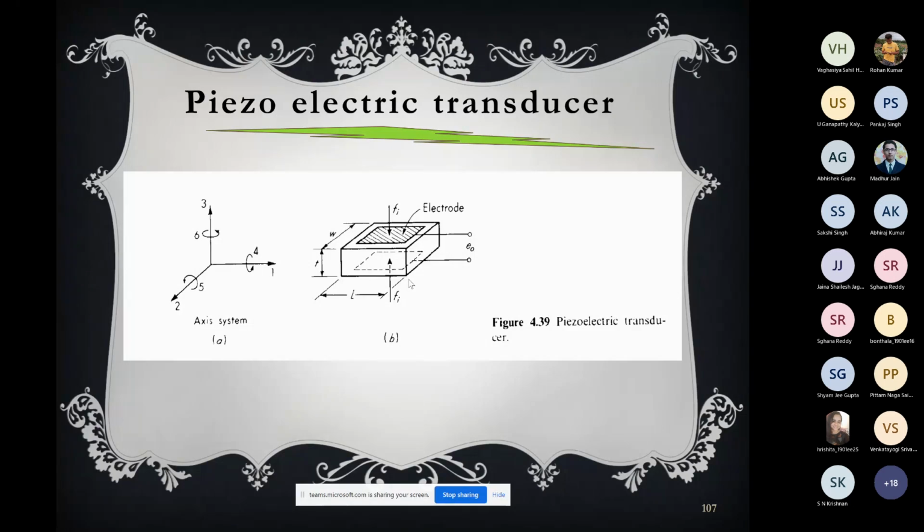Now, if you ask, sir, what is piezoelectric material? Can you give some examples? Definitely, you need to know some examples. There are some natural piezoelectric materials. That means those materials can be found in nature and show the piezoelectric effect. Quartz is a very good example of a natural piezoelectric material. Rochelle salt is also a good example.